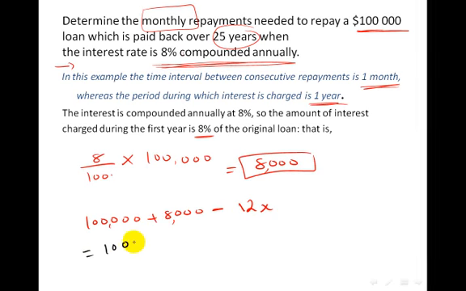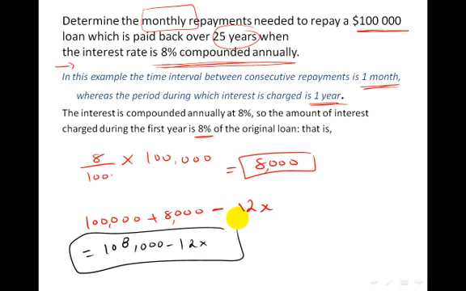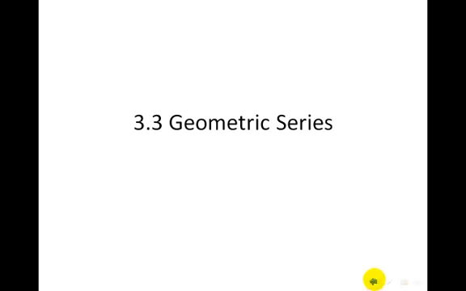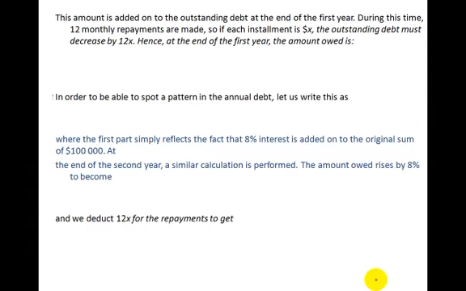Let's collect the like terms. It will be 108,000 minus 12X. This is on the first year. Okay, then what will happen in the next year?